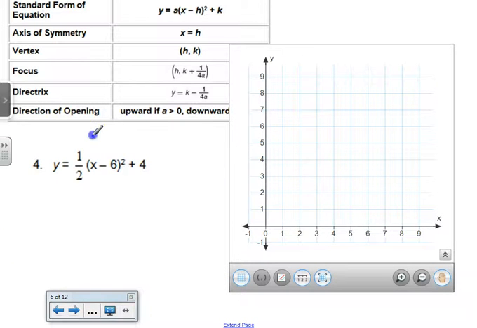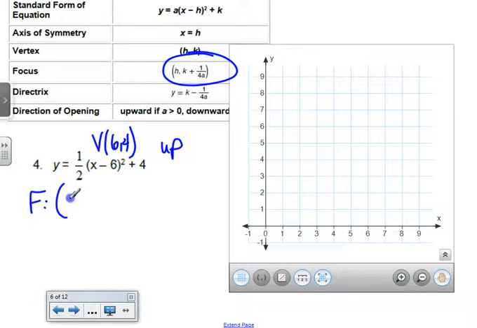Number 4, the vertex is at 6, 4. It opens up because the a value is positive. I'm not even going to bother graphing this one for now. Maybe we'll do it later. But if I'm trying to calculate the focus point, the formula is, again, you can always use this on a test, h and then k plus 1 over 4 times the a value.